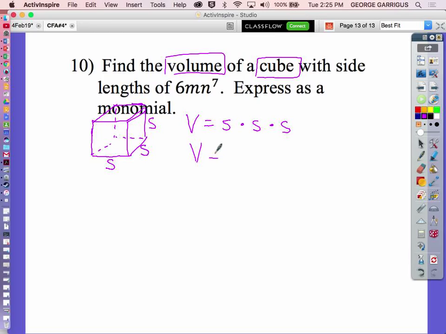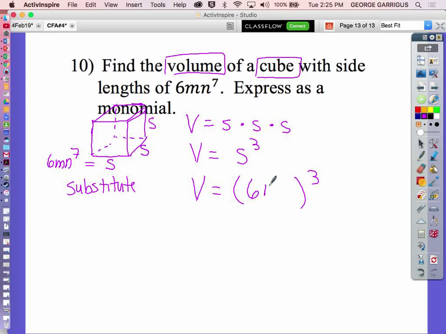But we usually write that much more efficiently. That's 3 s's, or s cubed. In this case, the s is equal to 6m n to the 7th. So we can replace the s with 6m n to the 7th. So in this equation, I'm going to put a parentheses in for the s. In place of s, I'm going to write 6m n to the 7th.